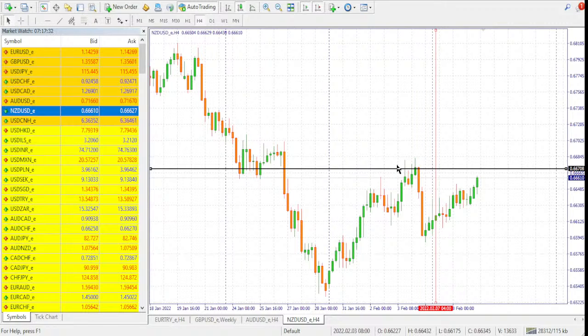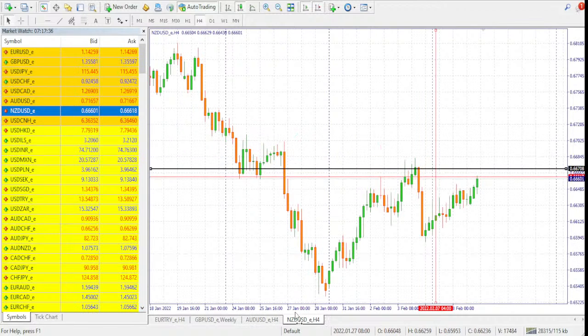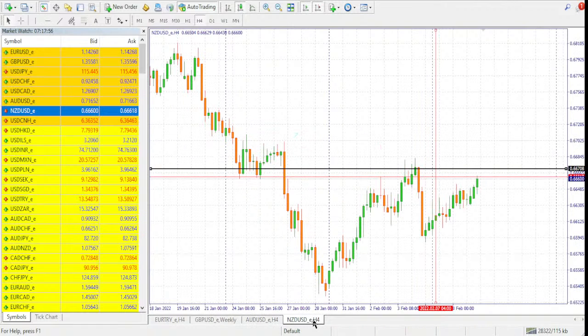0.66708. So as it is now, we have resistance here, we have resistance here. The price may also likely break out above this level because the AUD-USD has already done the same thing. So this is the main reason you're supposed to trade correlation. It helps you gauge what is happening on two symbols at the same time. Does that make sense?